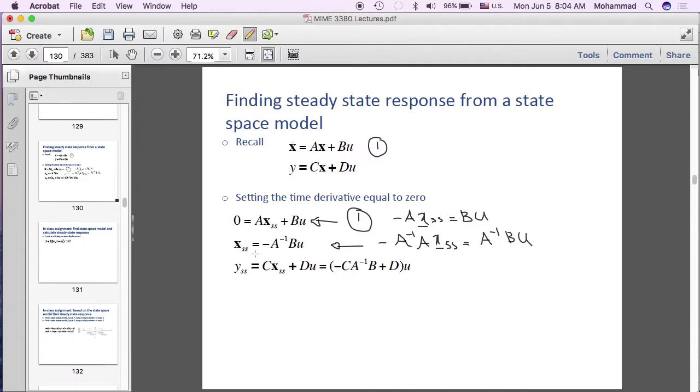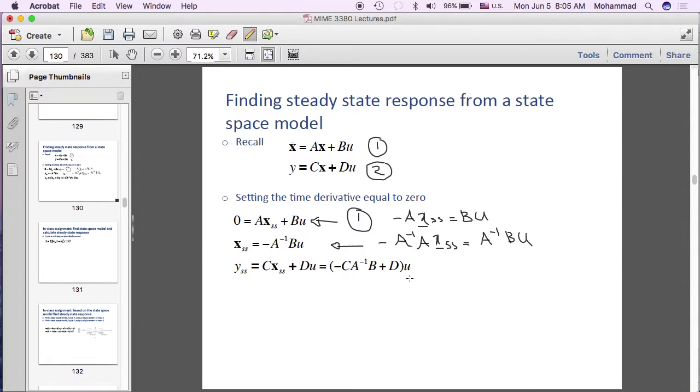Now, once you have x steady state, the next step is to plug it into equation 2, which is the second part of our state space model. So you take this and plug it into equation 2, which will give you y steady state is equal to C x steady state plus Du. And we already know what x steady state is, so we are going to plug it in. So it is minus C times A inverse times B plus D, the quantity times u. So based on that, we can find steady state response of systems with a state space model.